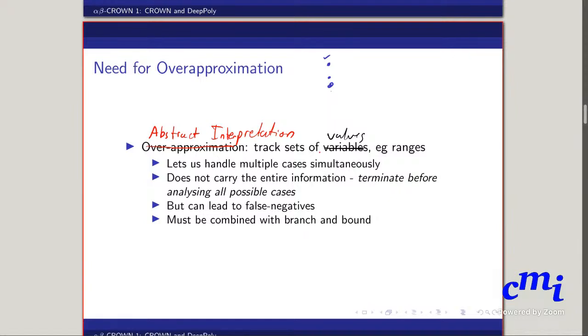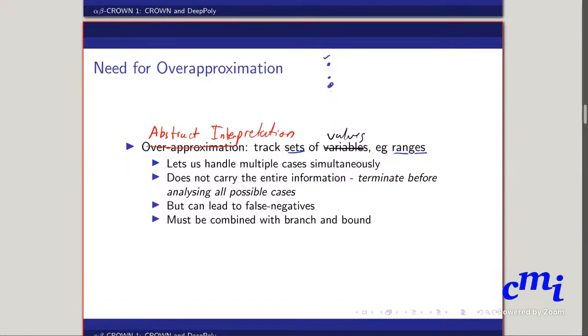But instead, what we are going to do now is track sets of values, so maybe ranges of values. Instead of saying, here are the values of these variables, so let's do an LP iteration and now we go there, and let's fix some of the ReLU constraints and now we go there, instead of changing the values continuously, we're going to talk in terms of ranges of values.